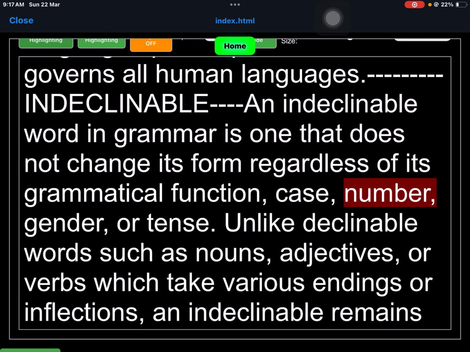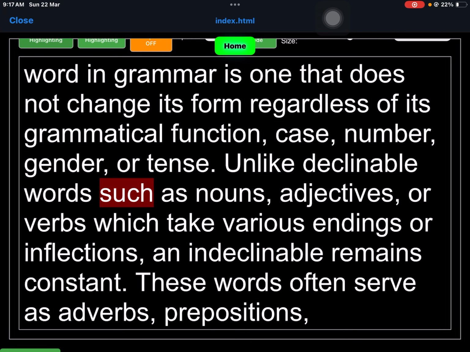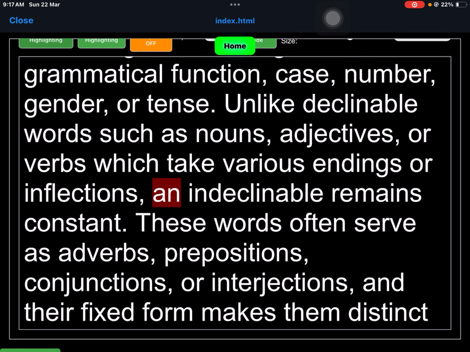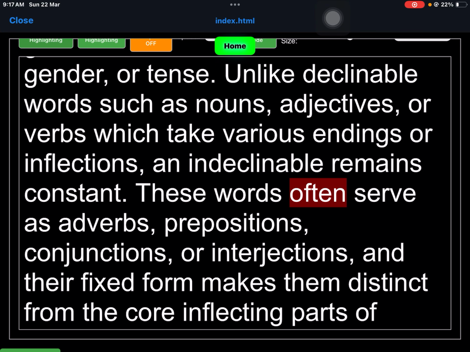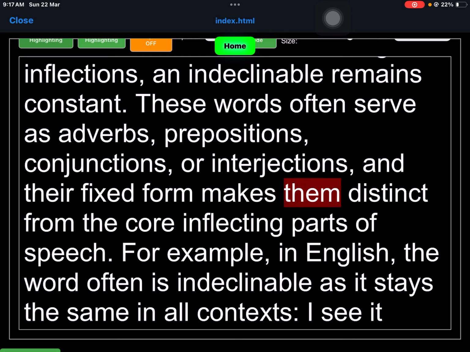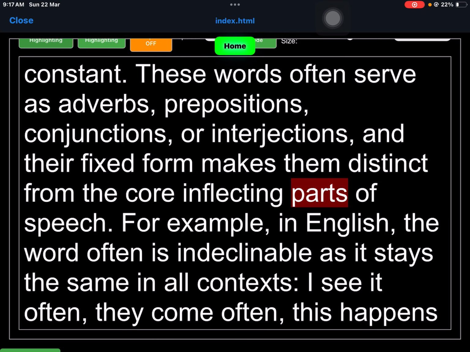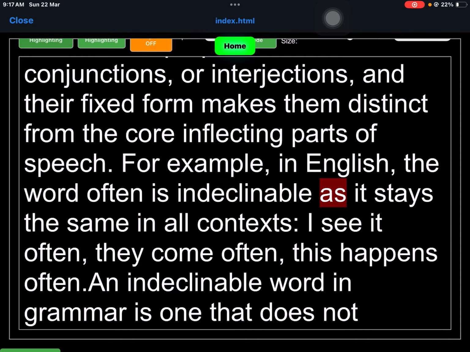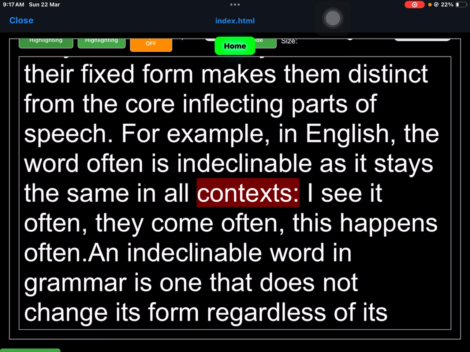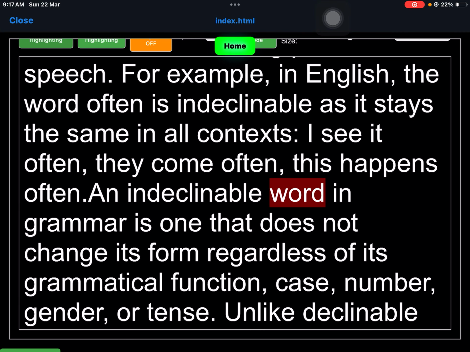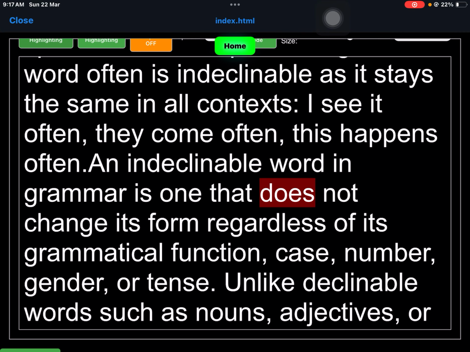that does not change form regardless of the grammatical function, case, number, gender, and tense, unlike declinable words such as nouns, adjectives, or verbs, which take various endings or inflections. An indeclinable remains constant. These words often serve as adverbs, prepositions, conjunctions, or interjections, and their fixed form makes them distinct from the core inflecting parts of speech. For example, in English, the word often is indeclinable as it stays the same in all contexts. I see it often, they come often, this happens often.